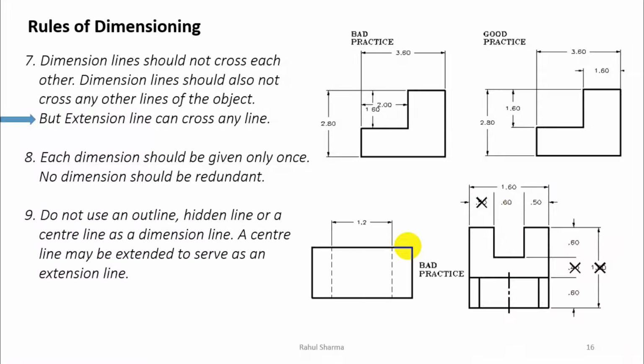The next rule: never do dimensioning of hidden lines. What is a hidden line? I'll discuss it in the coming topic.